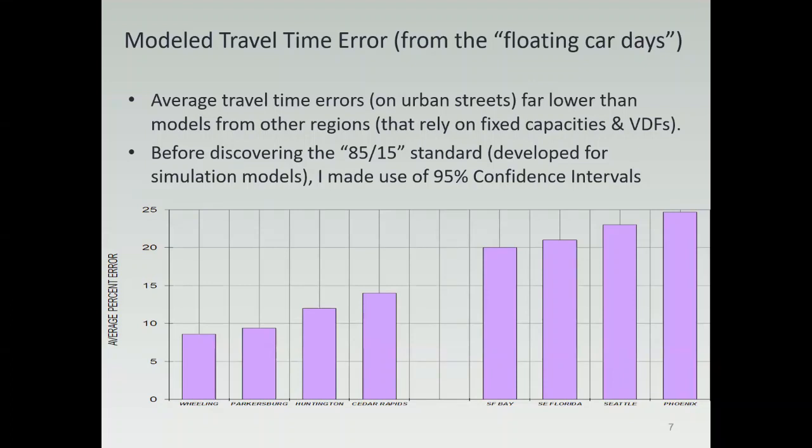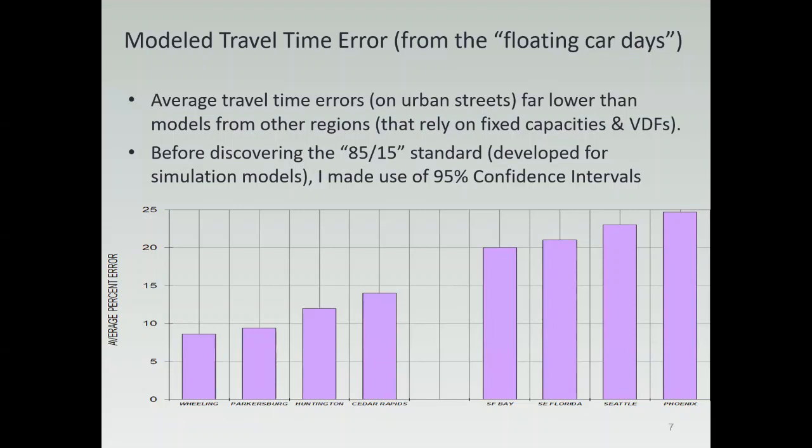I decided, well, if I make use of the 95% confidence interval of the floating car surveys that I'm using, then if I manage to get the model error within the sampling error of the floating car studies, then I'll declare victory at that point.